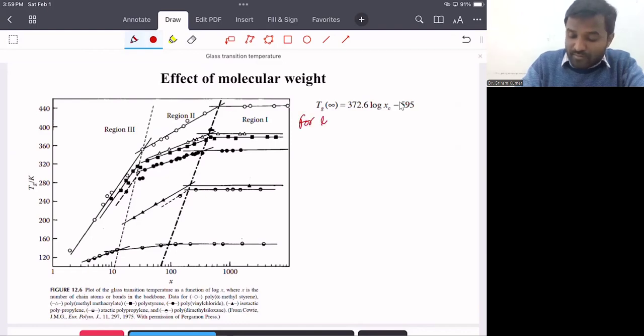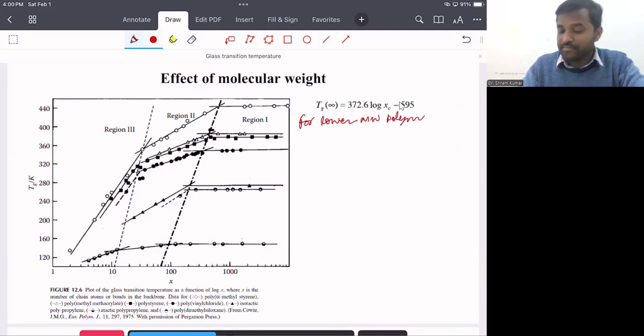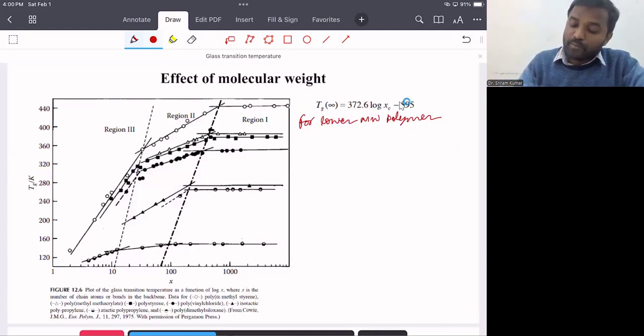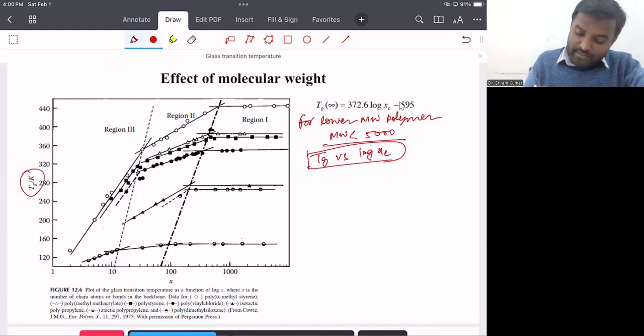So for that, we need to understand this relation for lower molecular weight polymer. For example, if molecular weight is less than 5,000, and we want to know the effect on the Tg, we will plot the graph between Tg versus log Xc, where Tg is the glass transition temperature, and here this scale is the log Xc.